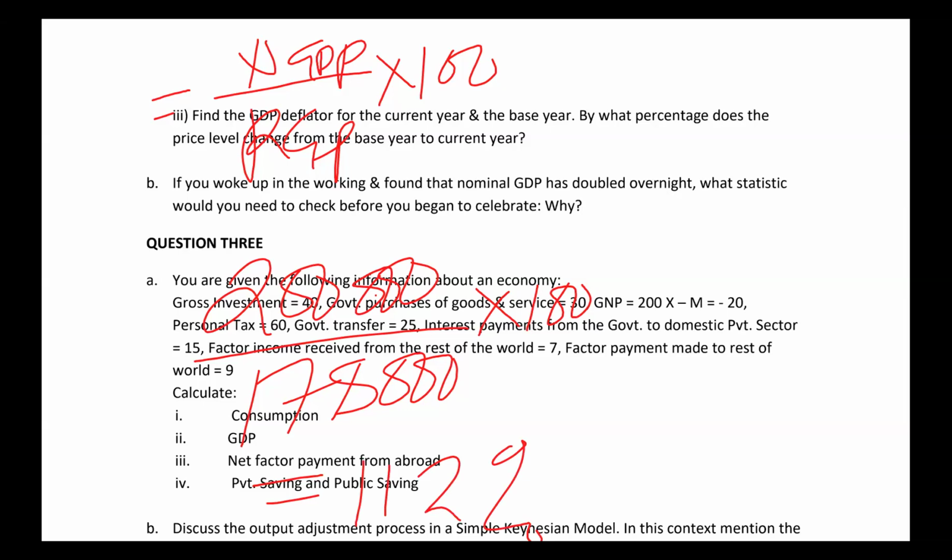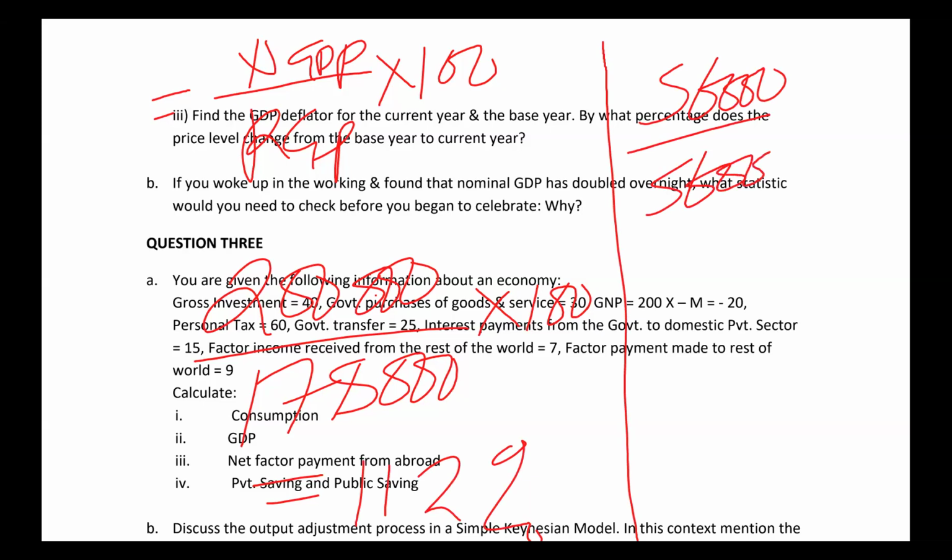What about under the base year? What was the nominal GDP? 56,000. It was the same. And the real GDP was still 56,000 times 100. This will give us 100%, which means in the base year, the prices didn't change. You understand, right? You get that, right?